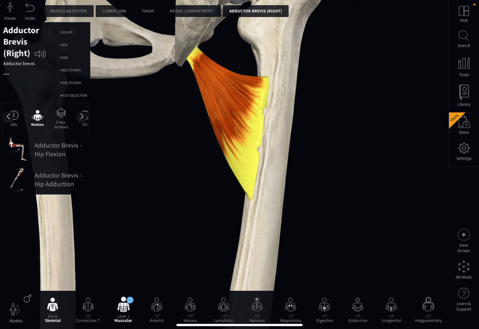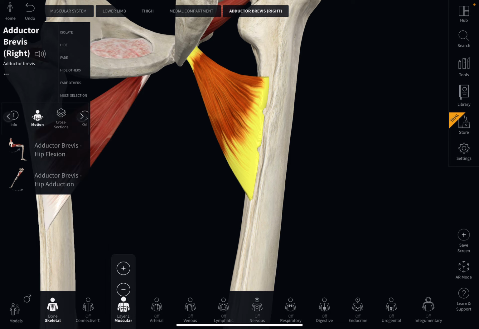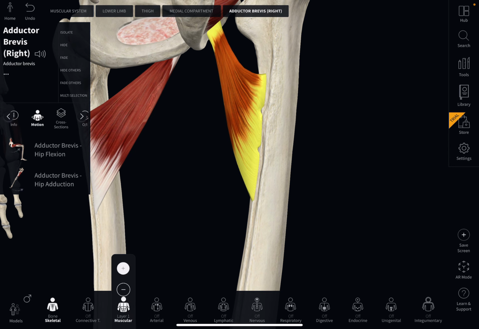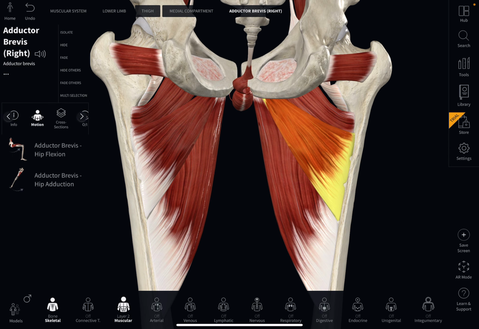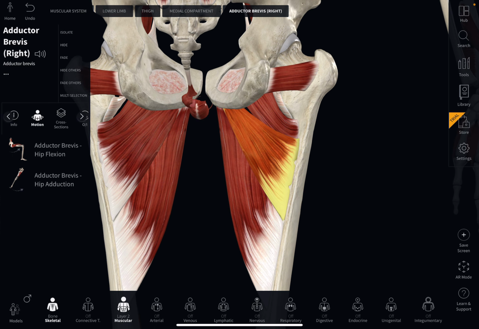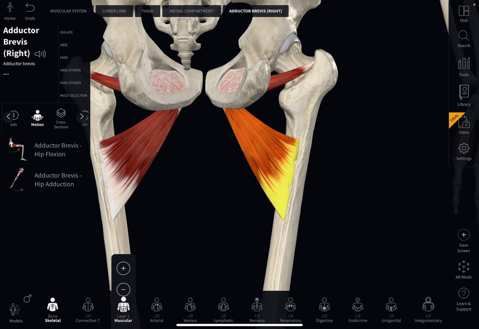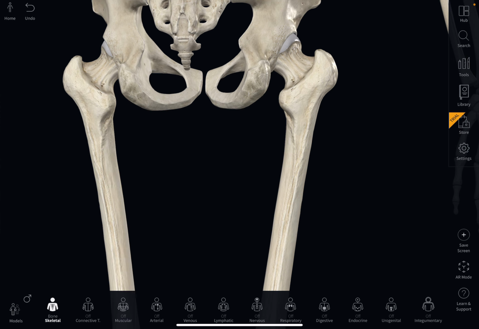Behind the upper part of adductor longus, we have adductor brevis. Nerve supply is obturator nerve, and the action, we all know, is that it adducts the thigh.